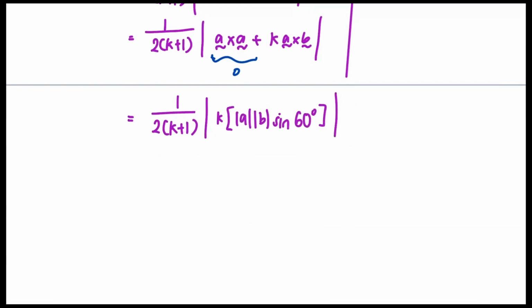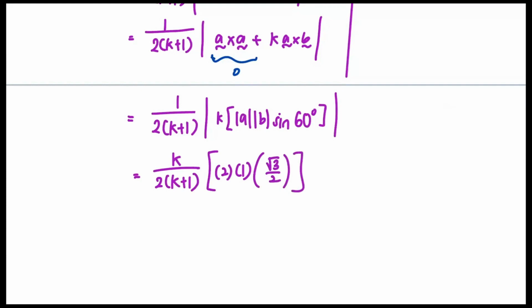And we're done. So this is k over 2(k plus 1). Mod A is 2, mod B is 1. Now sine 60 is a special angle, root 3 over 2. Which is k root 3 over 2(k plus 1). This is the answer.